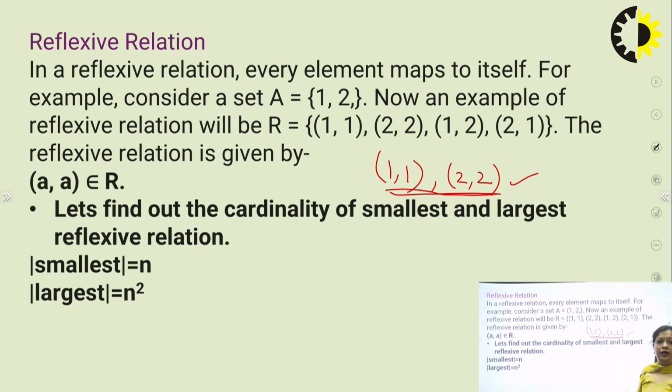So the only necessary condition for a relation to be reflexive is that it should contain the diagonal elements. Now if I look at this relation R, where I have 1 comma 1 and 2 comma 2 along with 1 comma 2 and 2 comma 1, yes, it is a reflexive relation because it has these two diagonal elements.